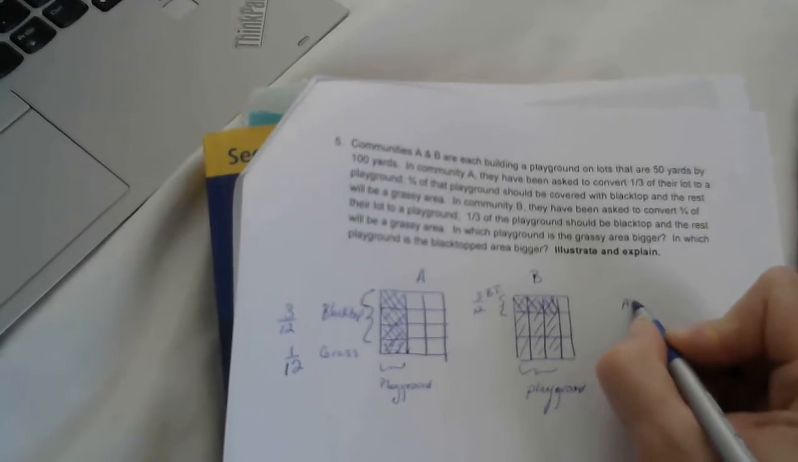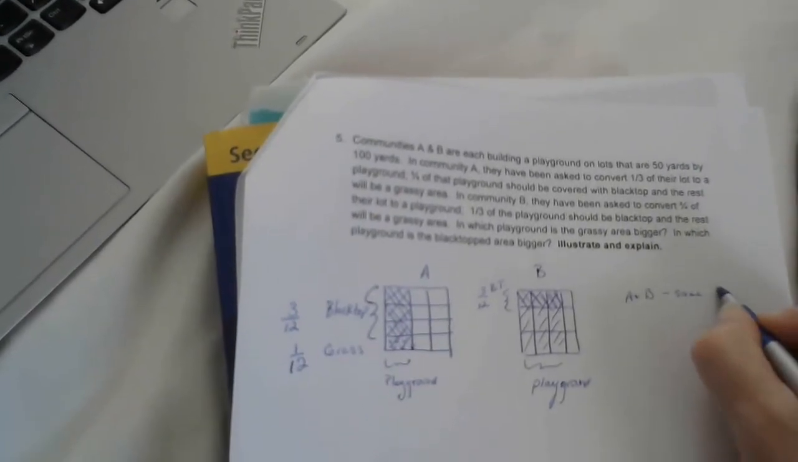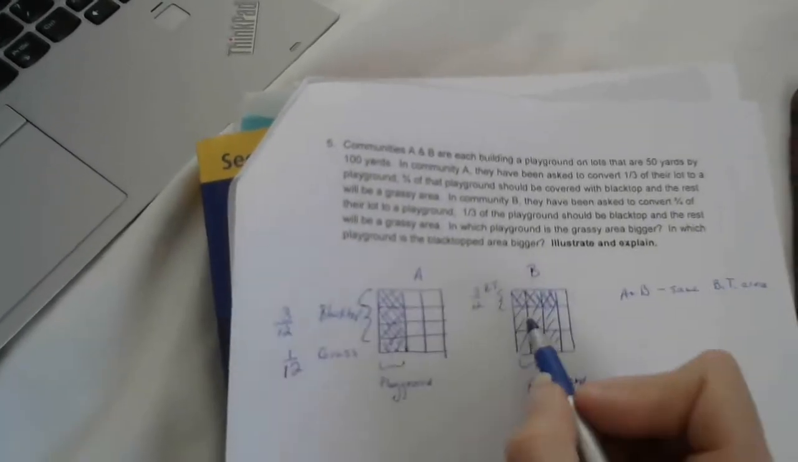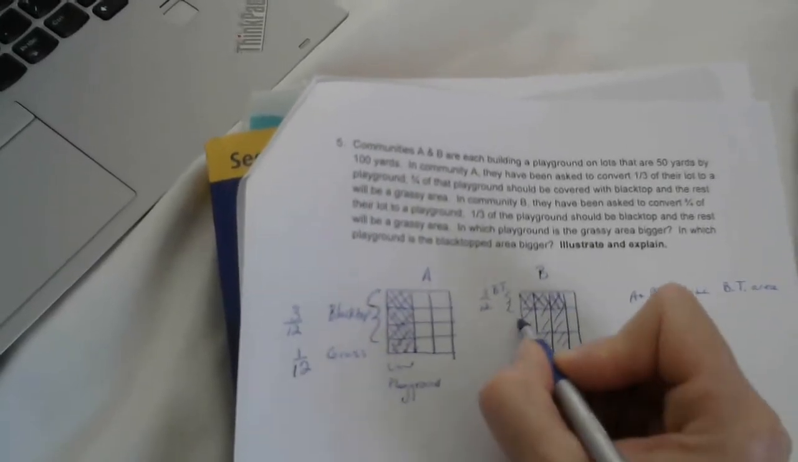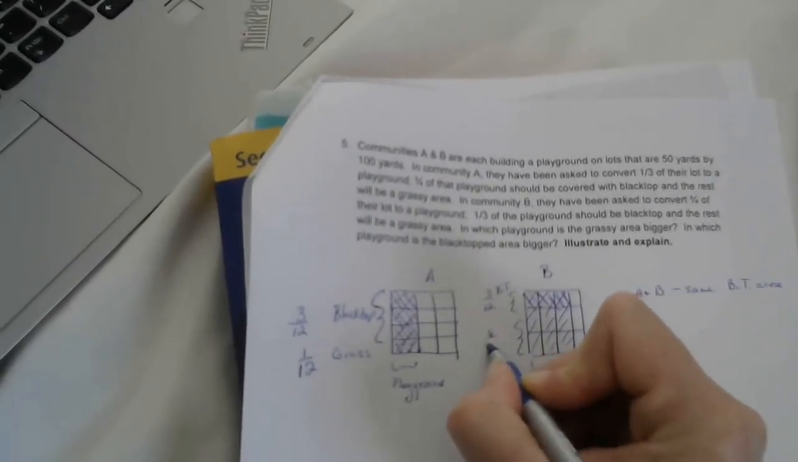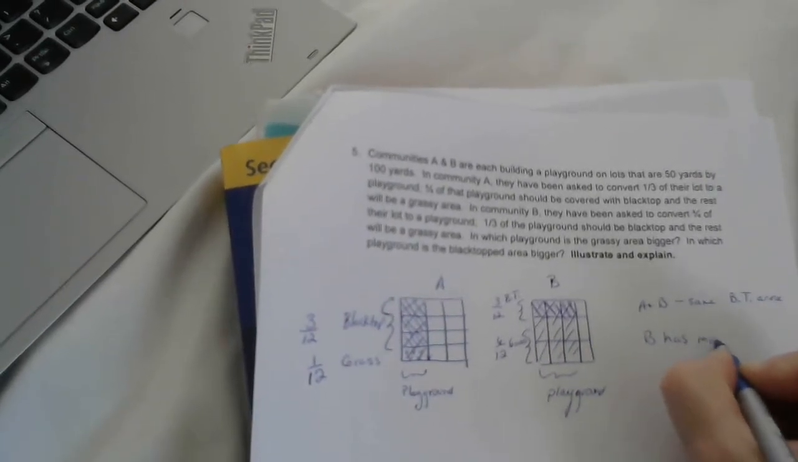So A and B have the same amount of blacktopped area. The rest of this playground area will be a grassy area. Well, that's 6/12, or half of the area. So B has more grass. Okay, that is all of that problem.